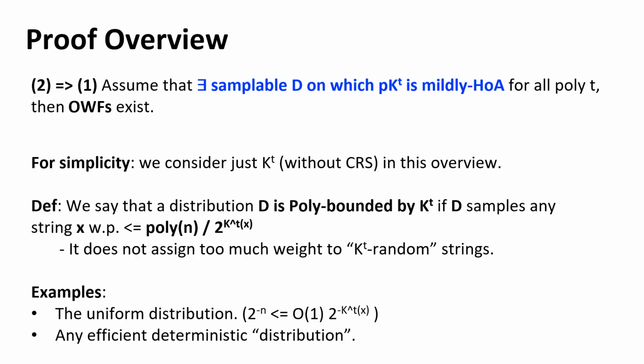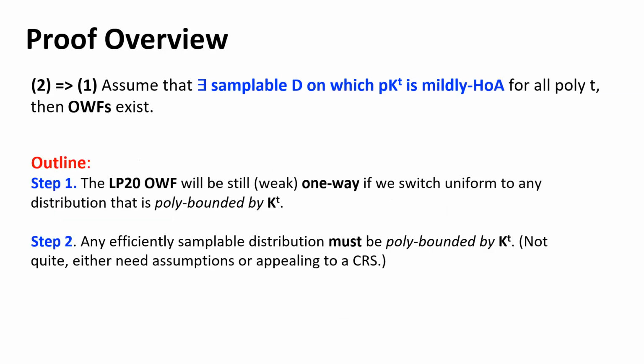And for those who are familiar with LP20, our proof proceeds in the following two steps. Step 1: we're going to show that the LP20 function will still be weakly one-way if we switch the uniform distribution to any distribution that is polynomially bounded by KT. And in step 2, we'll show that any efficient sample distribution must be polynomially bounded by KT. Well, not quite. Either we need a CRS or we need a derandomization assumption.